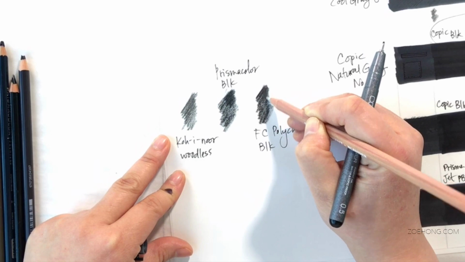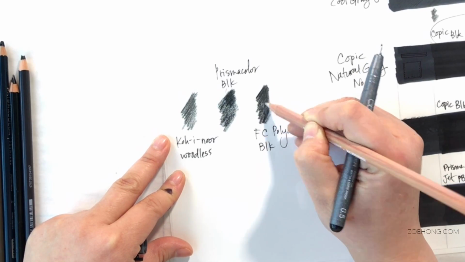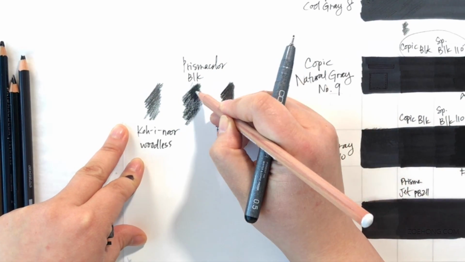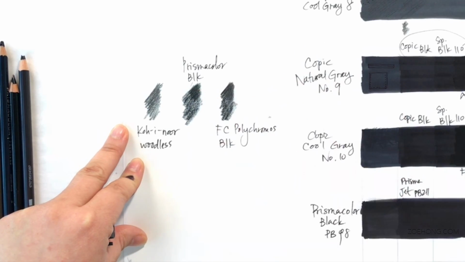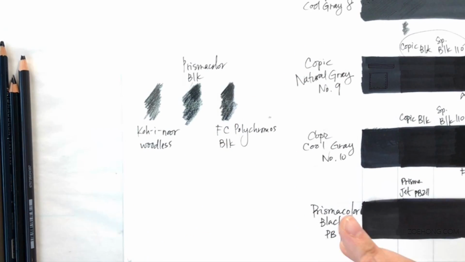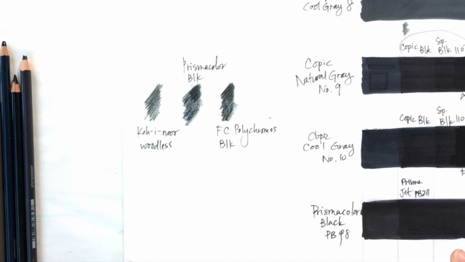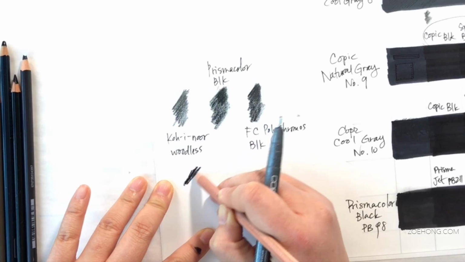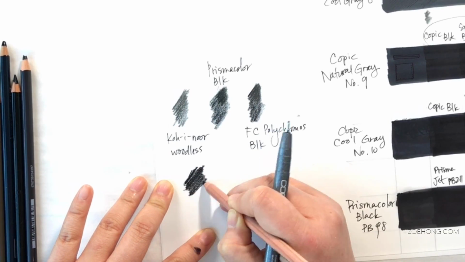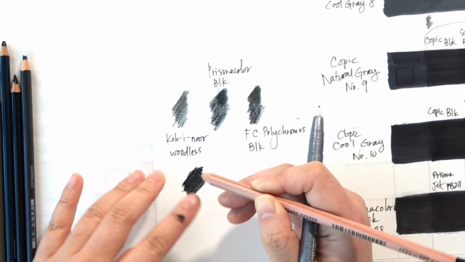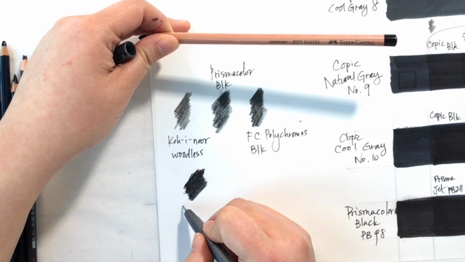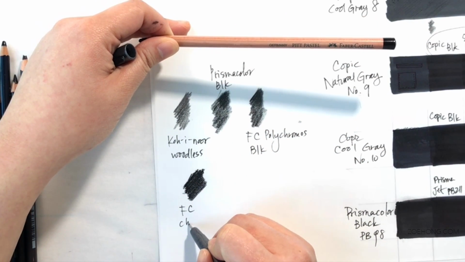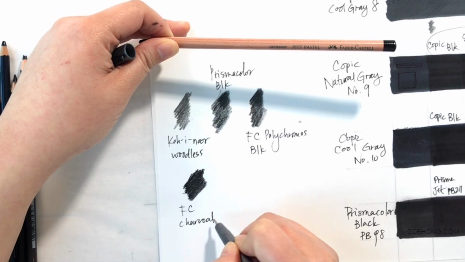The Koh-i-noor is a lighter black. Again, really great for the detail work because it really keeps a point. The Prismacolor black is quite black with a more bluish undertone, and because it's so creamy, it reacts to that blender really quickly. And then the Polychromos has a more neutral tone to it. So depending on what you're going for.